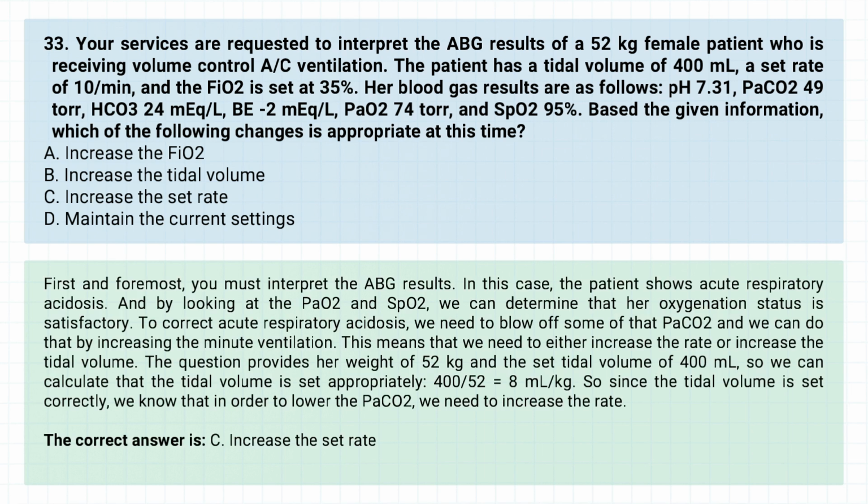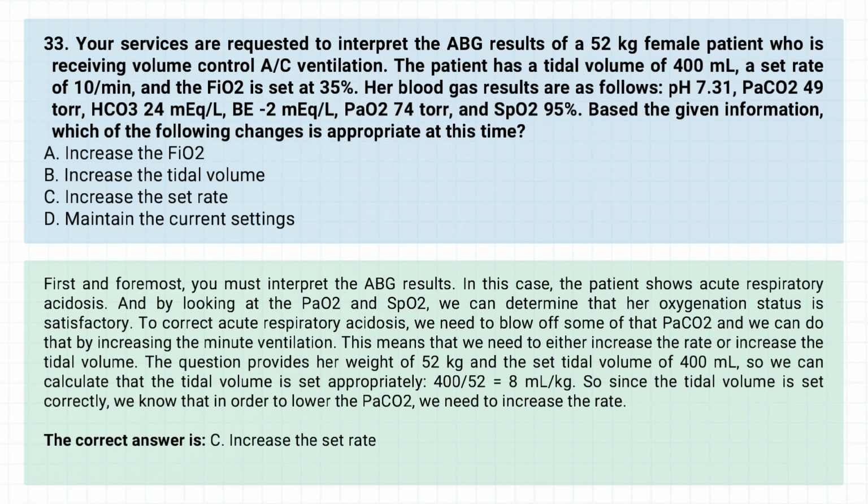Increase the set rate. First and foremost, you must interpret the ABG results. In this case, the patient shows acute respiratory acidosis. And by looking at the PaO₂ and SpO₂, we can determine that her oxygenation status is satisfactory. To correct acute respiratory acidosis, we need to blow off some of that PaCO₂, and we can do that by increasing the minute ventilation. This means that we need to either increase the rate or increase the tidal volume.